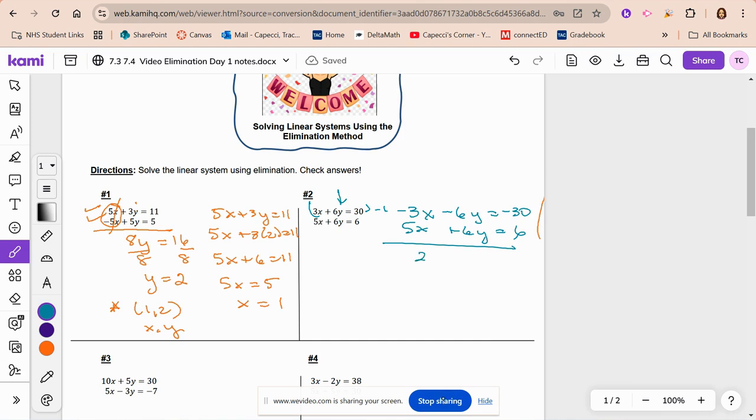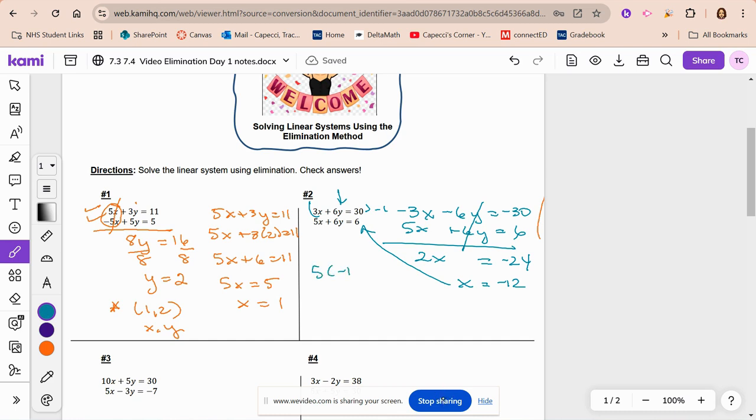Negative 3 plus 5 gives me positive 2x. That's going to zero out, and I get negative 24. Divide both sides by 2, and I have x is equal to negative 12. I'm going to substitute into either equation. Doesn't matter which one. I'll do the second one.